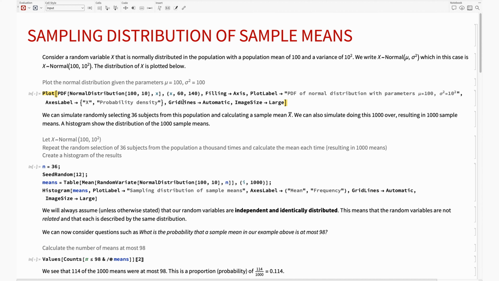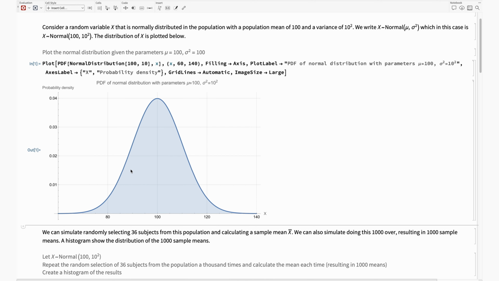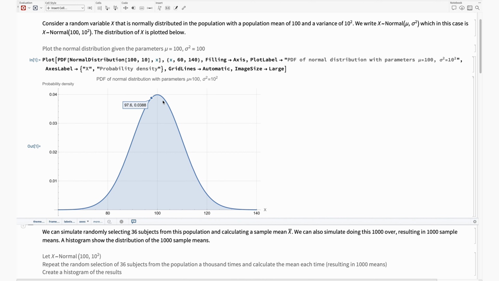So let's plot this just to see what it looks like. And there we go. As we expected, we see this normal distribution. It's centered at 100, and about 68% of the values go from 90 to 110, and about 95% of the values are going to be between about 80 and 120. So there's our normal distribution.